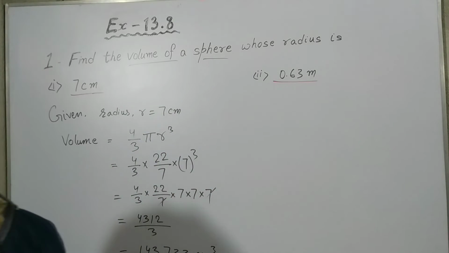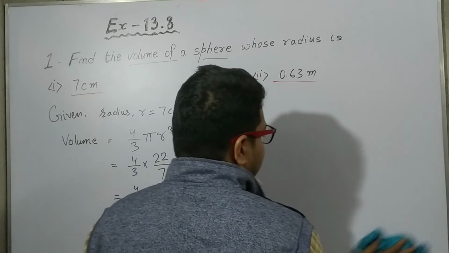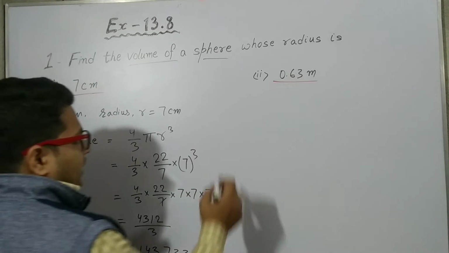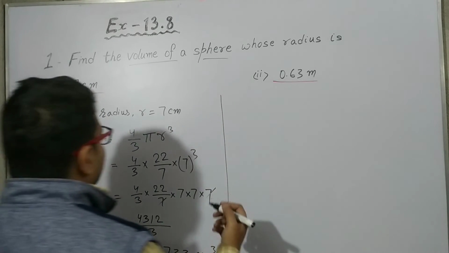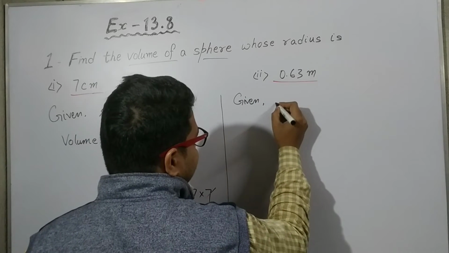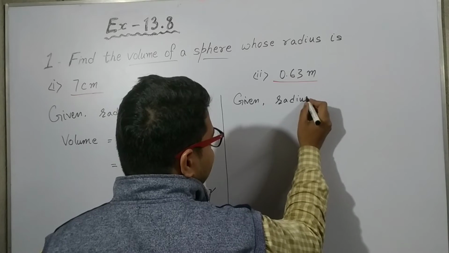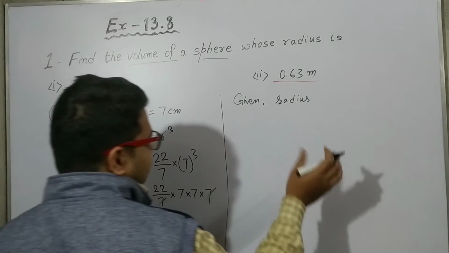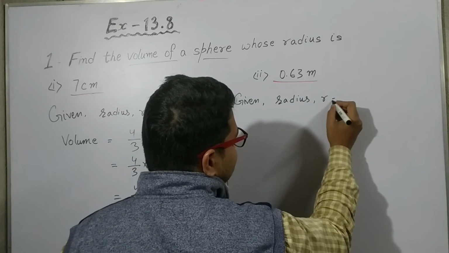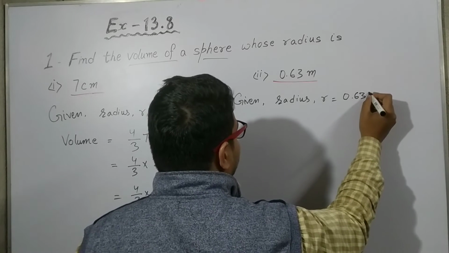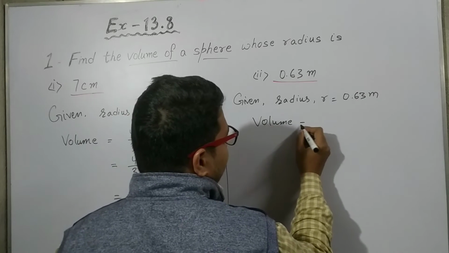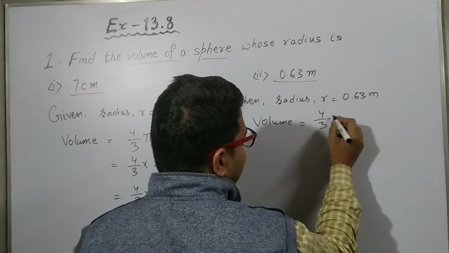Now let's solve the second part of this question, where the radius of the sphere is given 0.63 meter. Again we will use the same formula because the same quantity is to be calculated here. First of all, you will write the given quantities: radius of sphere. No need to write the complete sentence because it is clear here that you are doing your calculation on a sphere. Then radius r equal to 0.63 meter. And for volume, you will apply the same formula, 4/3 pi r cube.